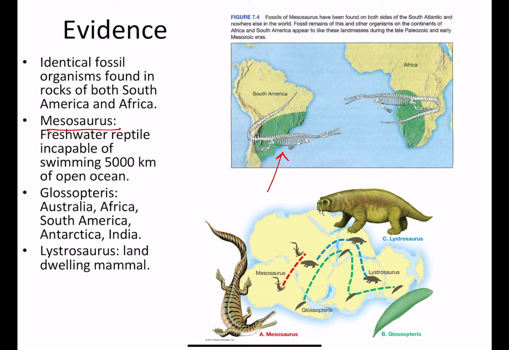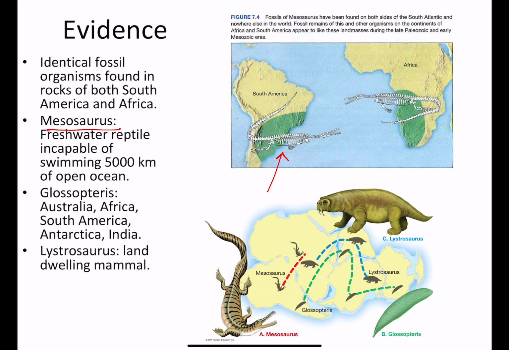So how is it that you find Mesosaurus fossils in South America and also in Africa? There is no way a Mesosaurus could swim 5,000 kilometers of open ocean to go from South America to Africa, right? So how can you possibly have Mesosaurus fossils in both South America and Africa unless these two regions were the same region?